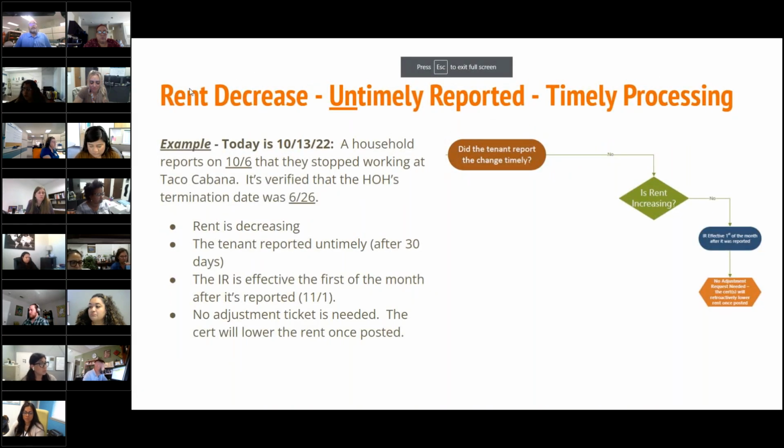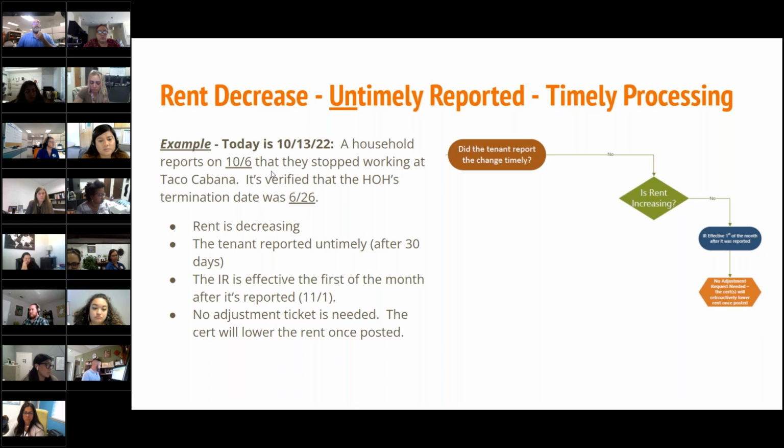So here we're looking at a rent decrease still. This one is untimely reported, timely processed. So today is today. It's 10/13/22. The household reports on October 6th that they stopped working at Taco Cabana, and we verified that the head of household's termination date was June 26th. So rent is decreasing, right? They still lost a job. They reported it untimely, however, right?